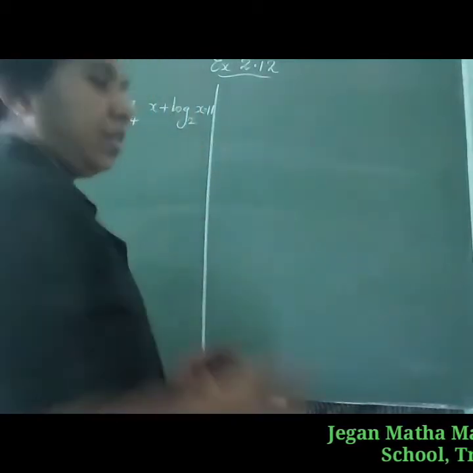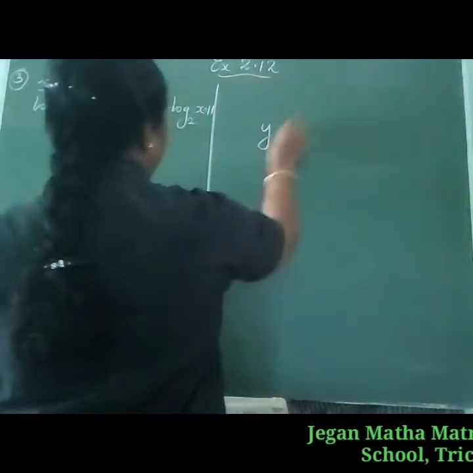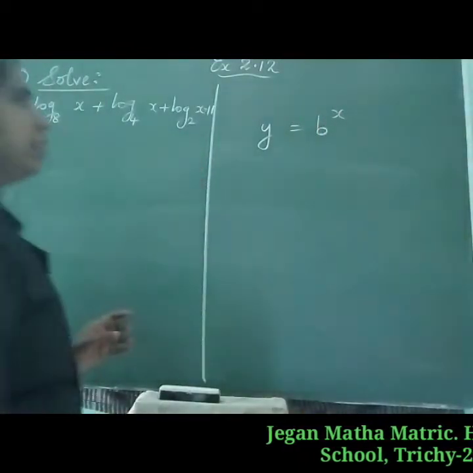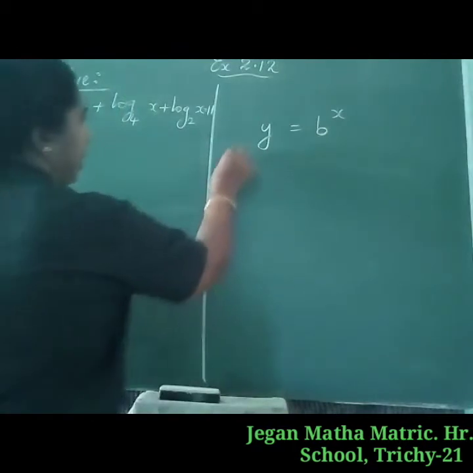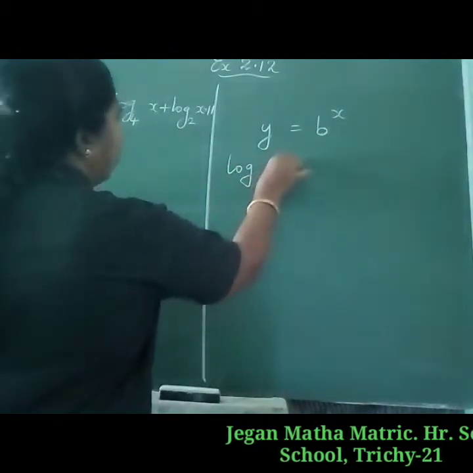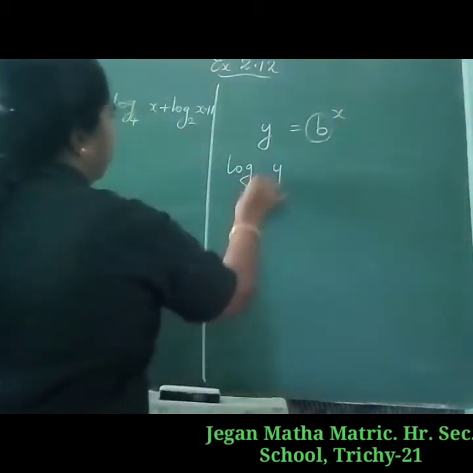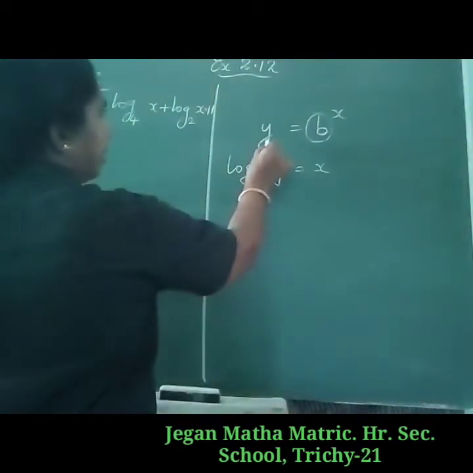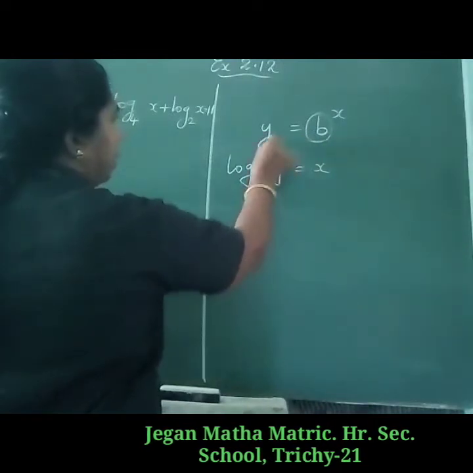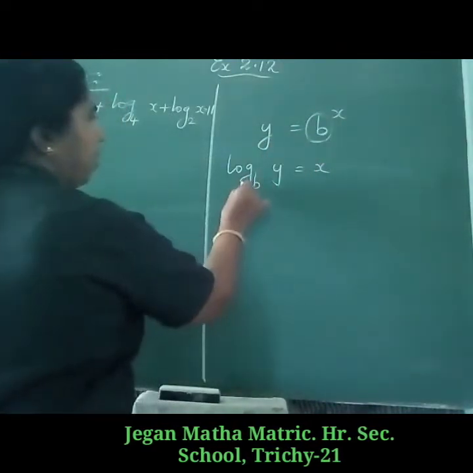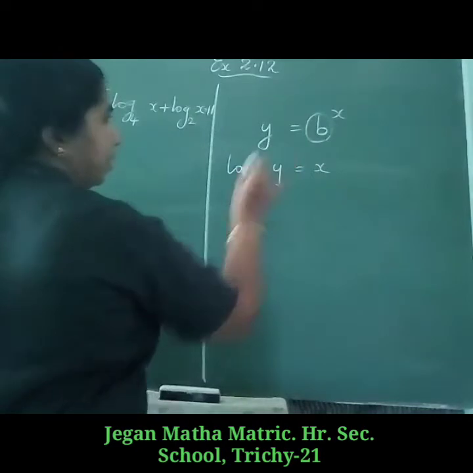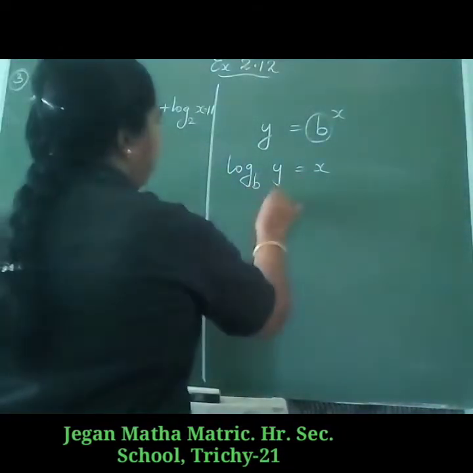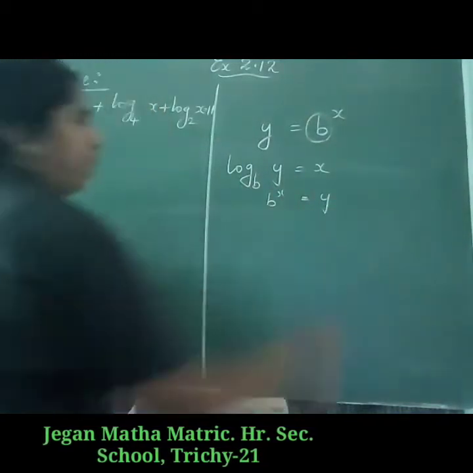If you have an expression y is equal to b power x, and you want to express this in log form, it can be written as log y to the base b is equal to x. So any equation y is equal to b power x can be written as log y to the base b is equal to x. If it is given in log form, we can write b power x is equal to y.